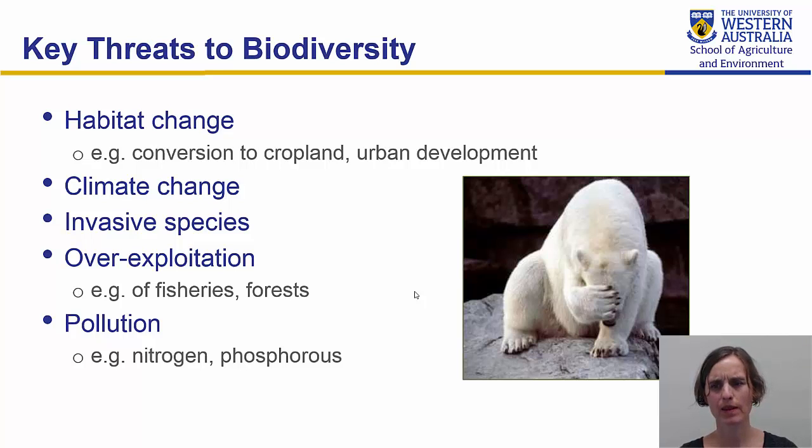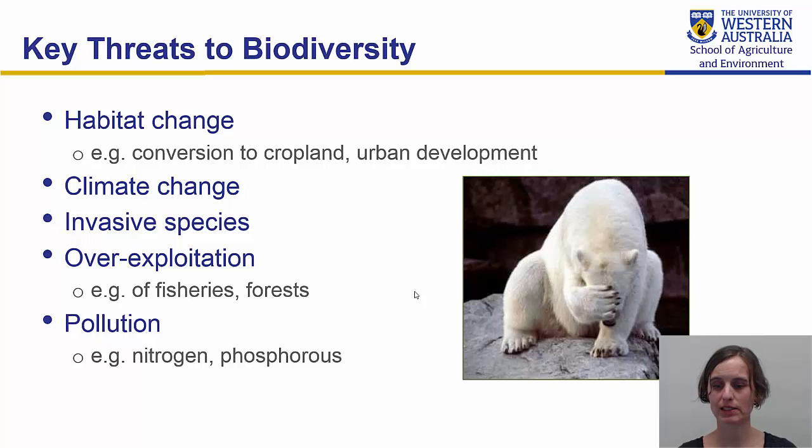So what affects biodiversity? And why is it reducing? Well, the key threats to biodiversity at the moment are habitat change, so deforestation, for example, conversion to cropland, urban development, climate change, overexploitation of forests or fisheries, and pollution, which is also affecting species habitat.